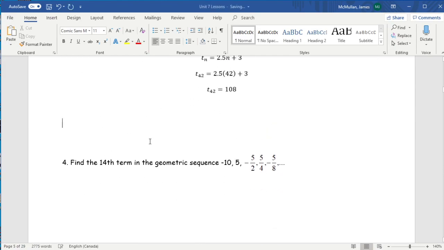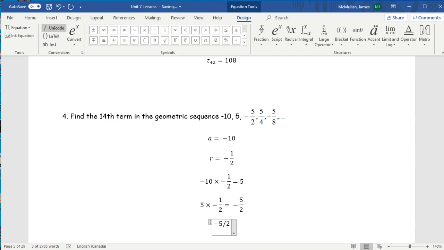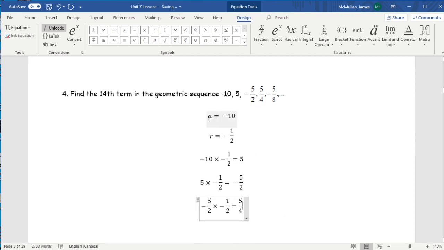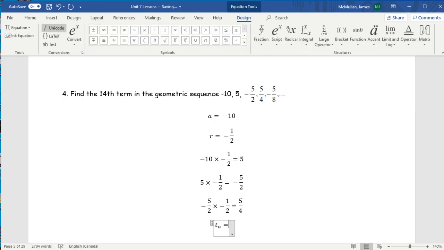Find the 14th term of this geometric sequence. Okay, a is negative 10, r is negative 1/2. How am I getting that? Negative 10 times negative 1/2 equals 5. 5 times negative 1/2 equals negative 5 over 2. Negative 5 over 2 times negative 1/2 is equal to positive 5 over 4, and so on. Every time I'm multiplying by the same thing, which is negative 1/2. So the general term here would be negative 10 times negative 1/2 to the power of n minus 1.